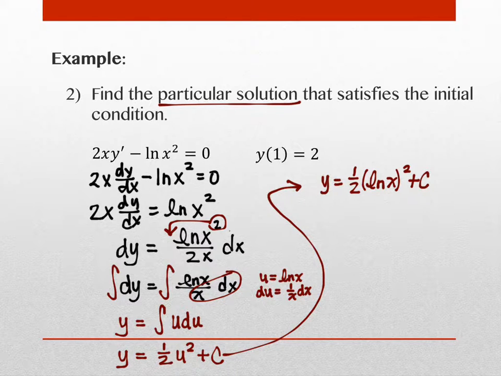No, what's wrong? Yeah, this was a particular solution. I have a y of 1 equals 2, right? I can find c. So if I put in y is 2 and x is 1, I need to solve for c. What is the natural log of 1? 0. It's very friendly. Which means that I'm left with 2 on the left and c on the right. So c is simply 2.